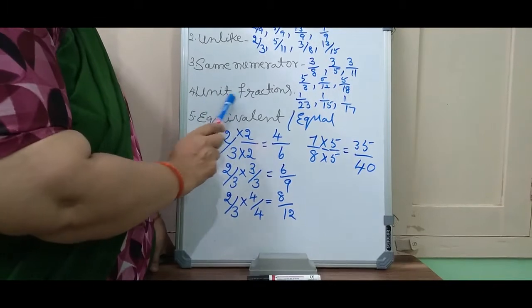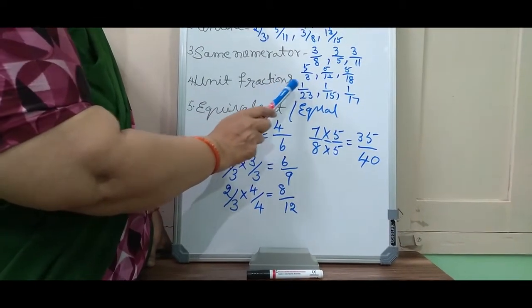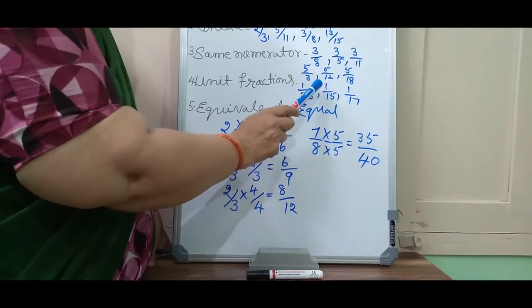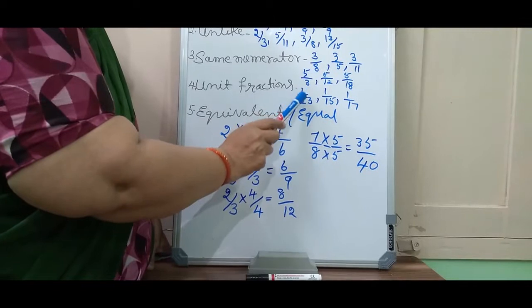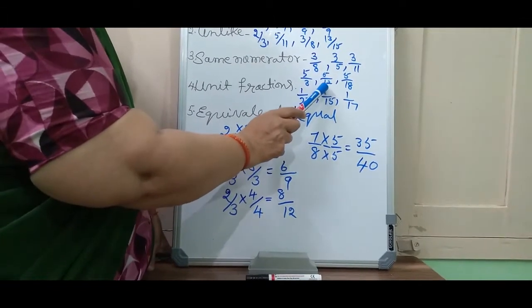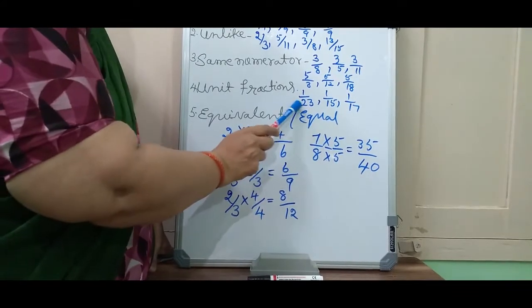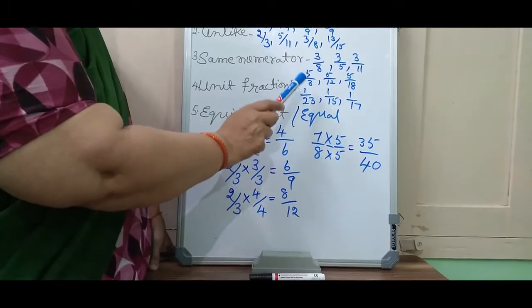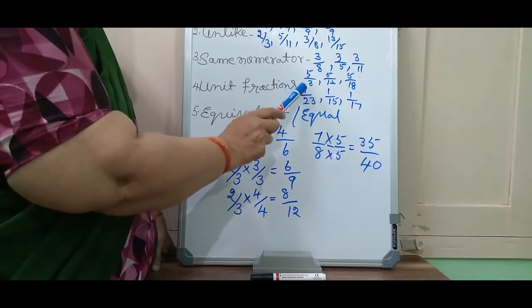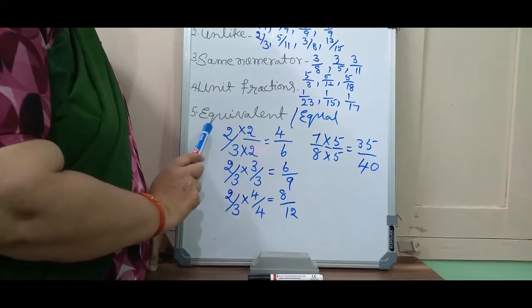And next is unit fractions. Next type is unit fractions. In a unit fraction, the numerator will be 1. Only one number will be there: 1 by 23, 1 by 15, 1 by 17. So the numerator part will be 1 only. The fraction which has the number 1 as the numerator is called a unit fraction.